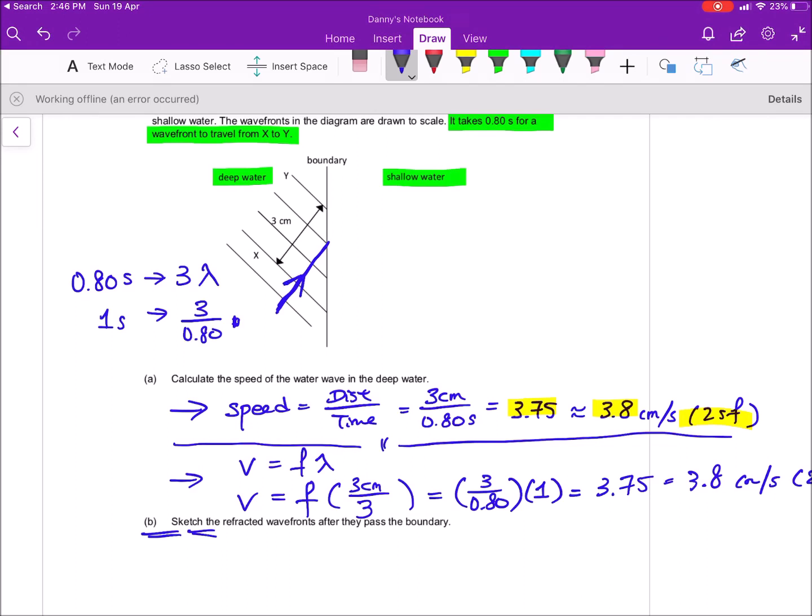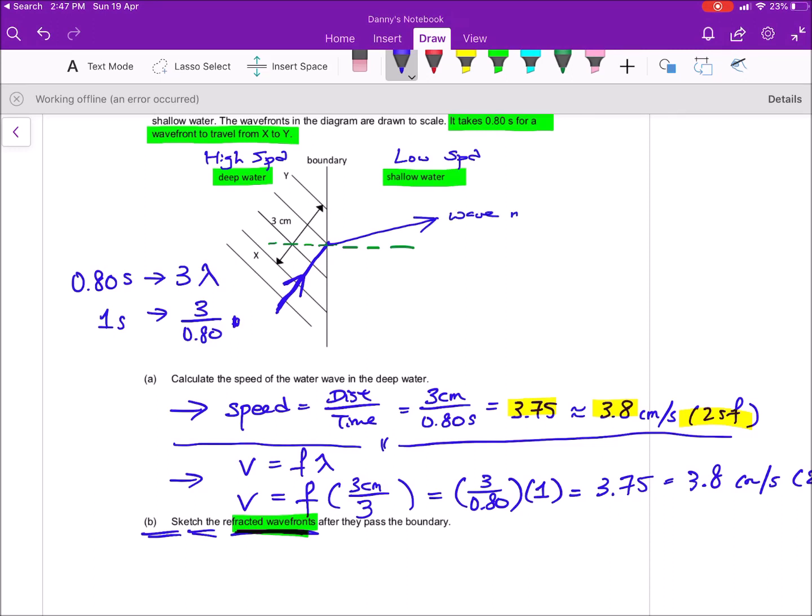So I will draw the wave motion first. This blue line represents the motion. I'm not answering the question yet, because I have to draw the wave front. So I will draw this. Then I will use a normal to help me, so I will dot a normal. And I know that when it is in deep water, it is high speed, and when it goes into shallow water, it is low speed. So if it is low speed, it will bend towards the normal. So I just sketch like that towards the normal.